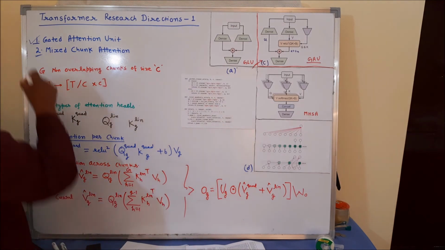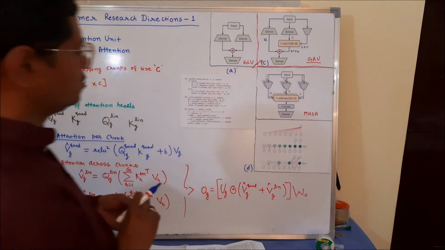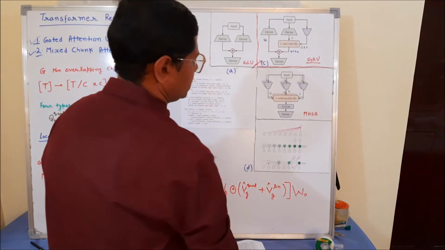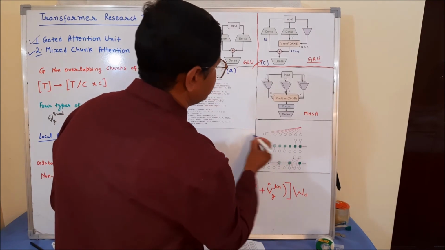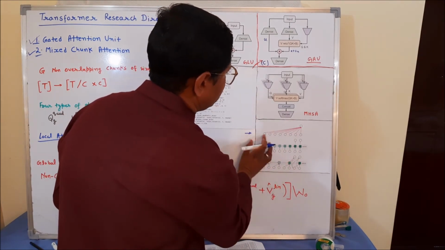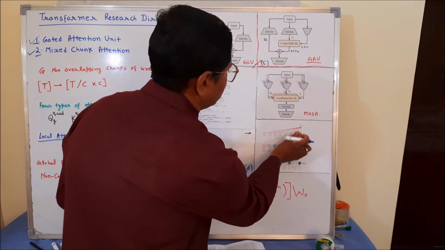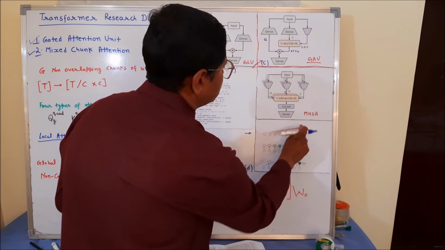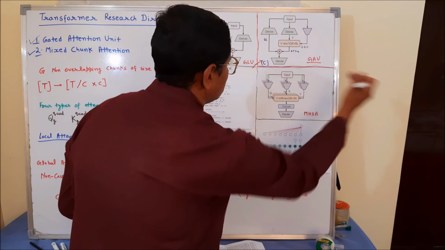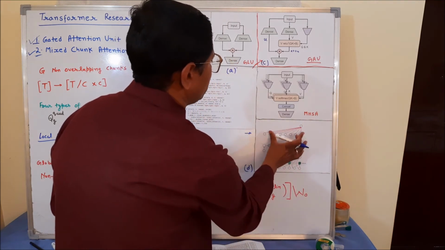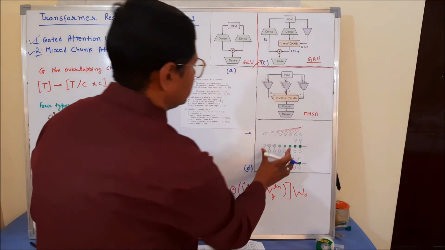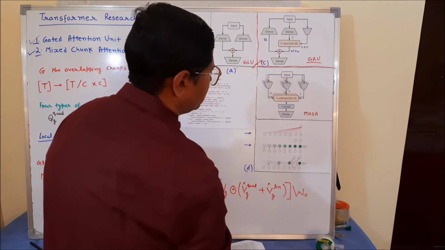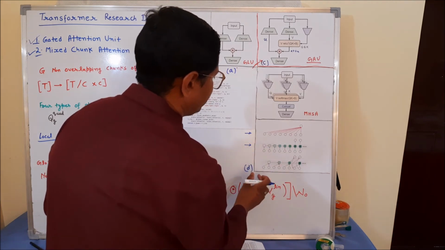Now let us go through the mixed chunk attention. The concept of mixed chunk attention will be easy to understand if you concentrate on this figure. Here, in the first part, you can see that all the attention heads are connected to a single node and it repeats for all other nodes. So this is called quadratic kind of attention. Second is linear type of attention. Here you can see how attention heads are connected to each other in a linear fashion.